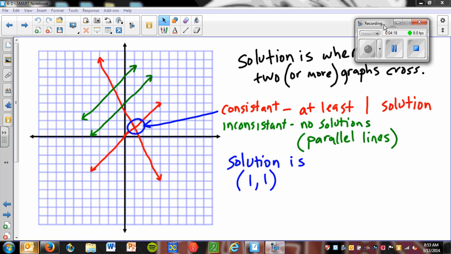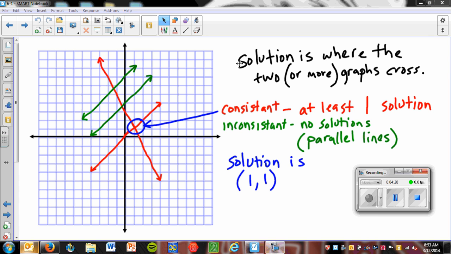Okay? Let me move this out of the way. A solution is where the graphs cross. Okay? If it's consistent, it does cross somewhere. If it's inconsistent, then we have parallel lines that never touch, so there's no solution. So like on this one, my solution would be 1, 1. You can kind of tell it's a little bit off, but you get the idea.